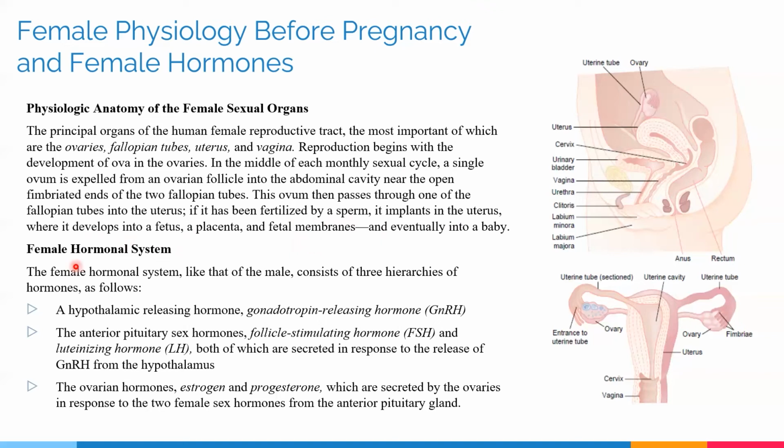Next, let us look into the female hormonal system. The female hormonal system, like that of the male, consists of three hierarchical hormones as follows: a hypothalamic releasing hormone, gonadotropin releasing hormone GnRH; the anterior pituitary sex hormones, follicle stimulating hormone FSH and luteinizing hormone LH, both of which are secreted in response to release of GnRH in the hypothalamus; and the ovarian hormones estrogen and progesterone, which are secreted by the ovaries in response to the two female sex hormones from the anterior pituitary gland. Here we can see a schematic showing the female reproductive system.